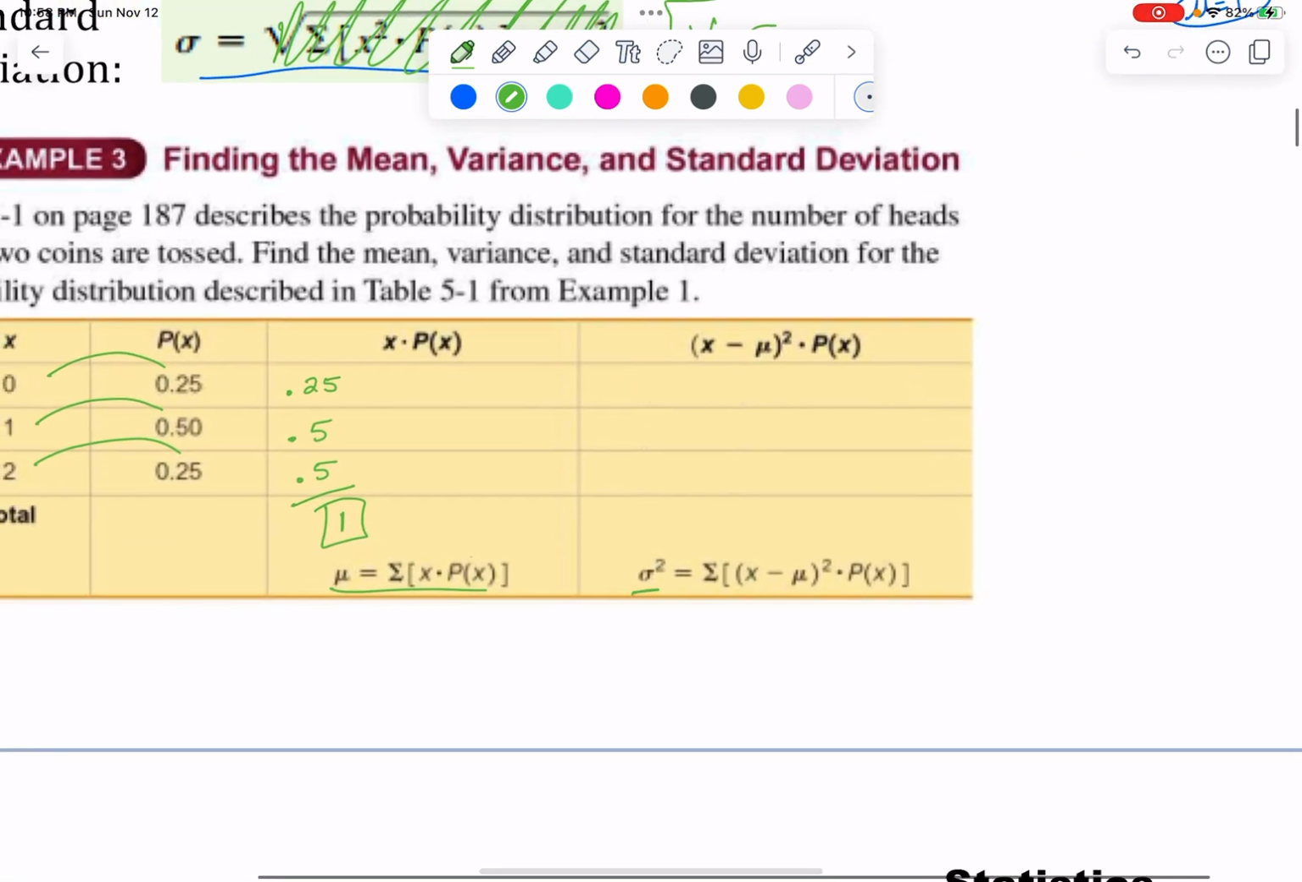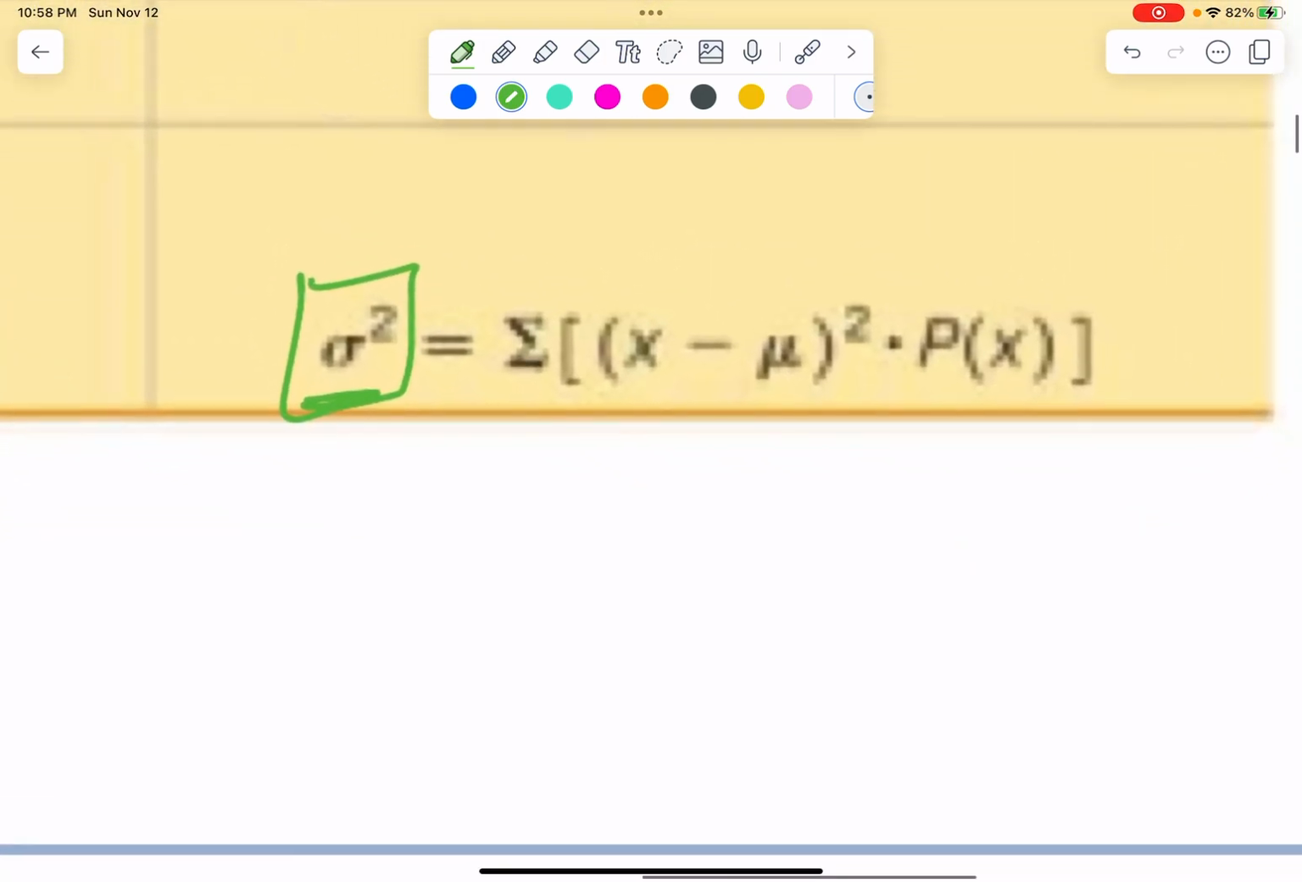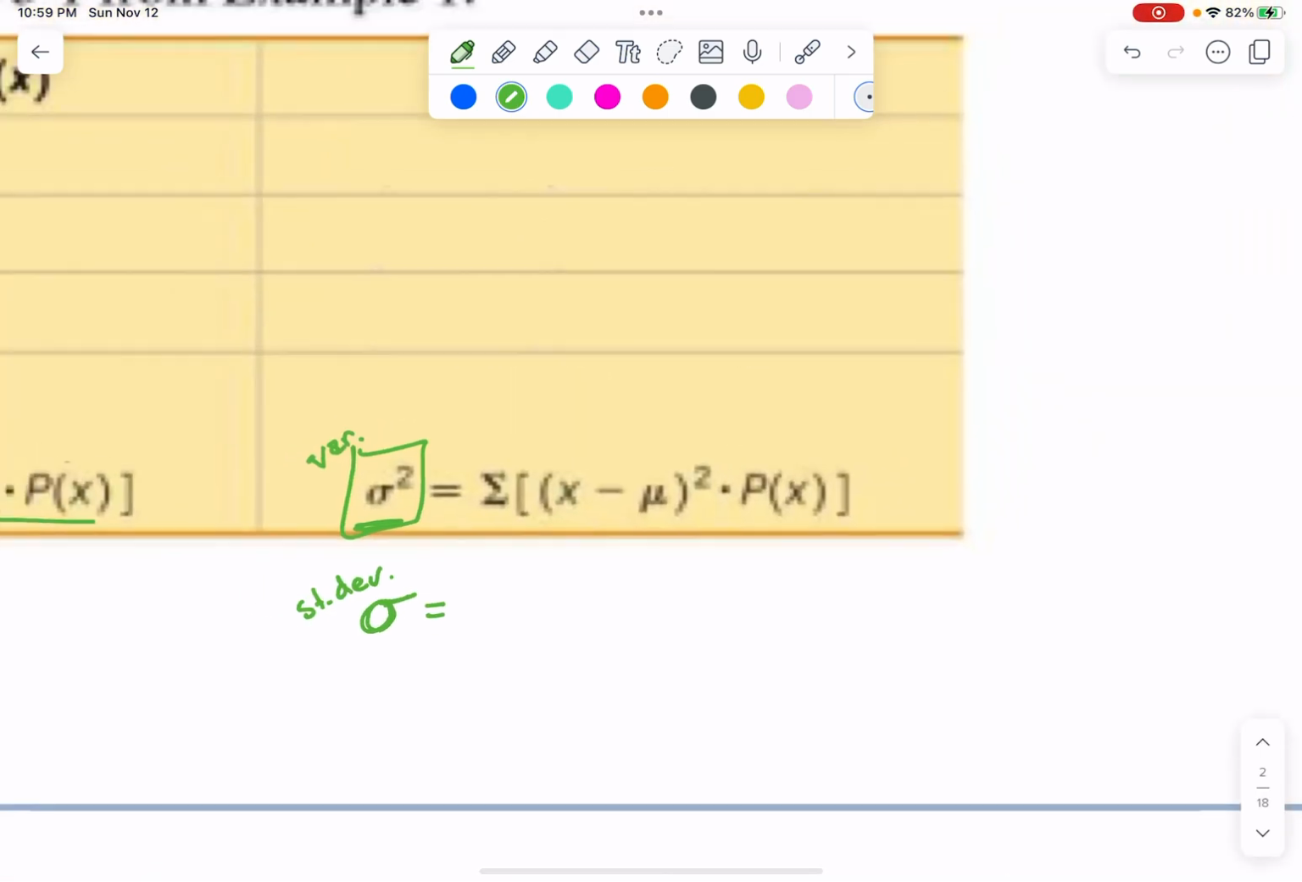We're going to find sigma squared. That's the symbol that we use. Sigma squared is going to be my variance, and then I'm going to go down here and say just sigma, which is the standard deviation. Variance. And we're going to find each one of those, okay?